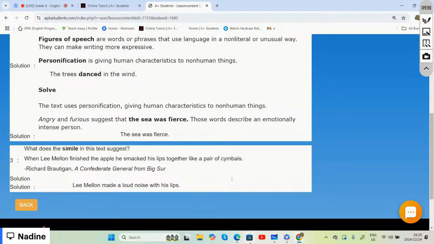So we said similes are comparisons between two or more things. Here it says, when Mellon finished his apple, he smacked his lips together like a pair of cymbals. So now we need to say, what does the simile in the text suggest?